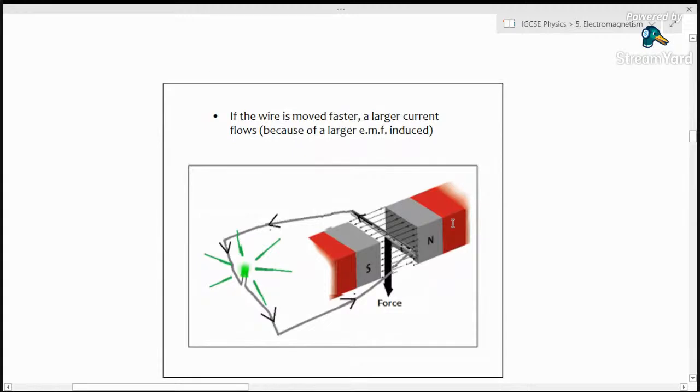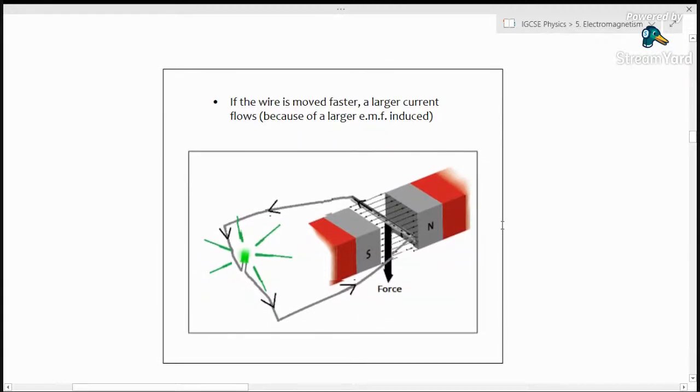So what do you think would happen if we pushed the wire down through this, cutting these field lines, if we pushed it down this way? What if we push it even faster? So faster than we did the last time. The thing to realize is the faster you move this down, the bigger the current produced is going to be, because the bigger the EMF is going to be induced.